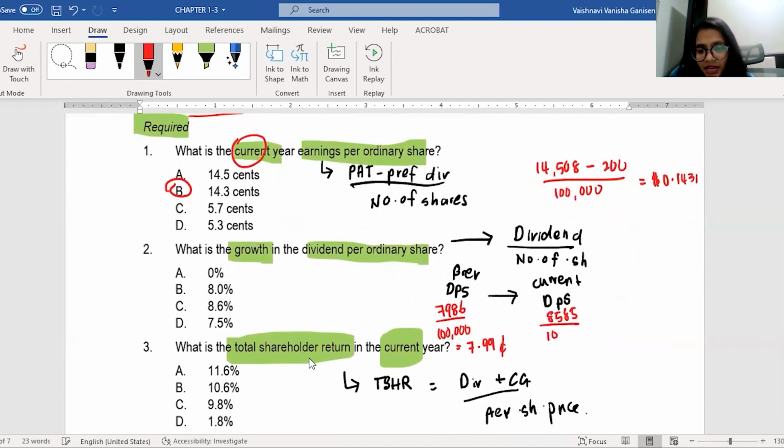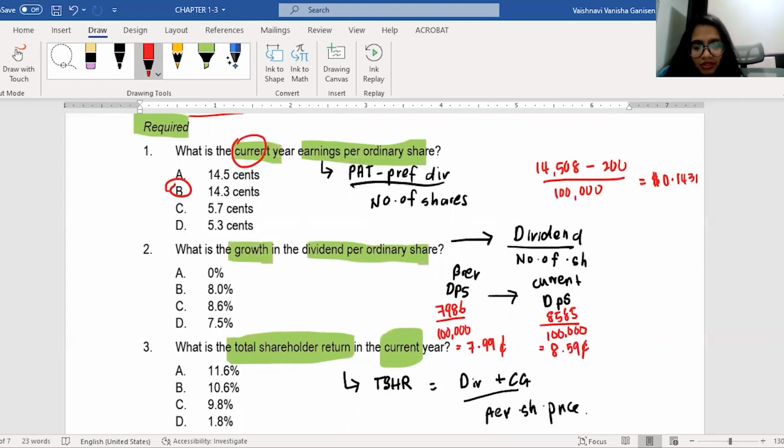8585 divided by 100,000 is equals to, so let me use my calculator. So this is 8.59 cents. So what is the growth?